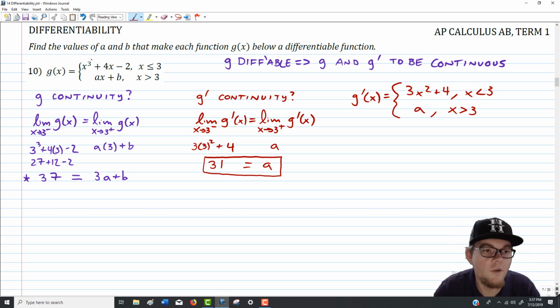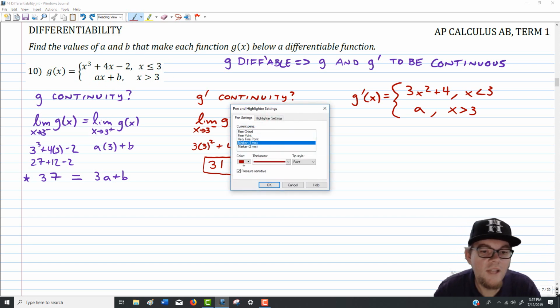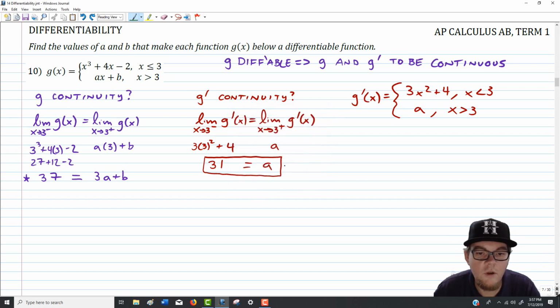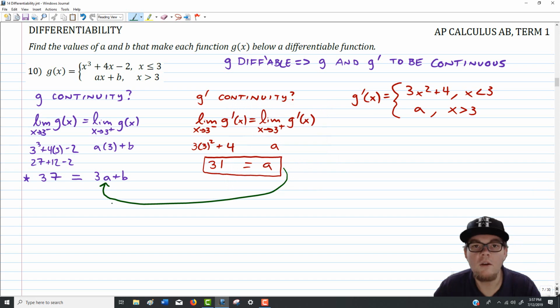And that should make sense, right? If we're attaching a line to some cubic, the slope needs to match at that boundary point. Otherwise, it couldn't possibly be smooth in the way that we want it to. But of course, now that we have a equals 31, here's the joy. We can take that value and plug it into our second equation. In a sense, what we're doing is solving a linear system. It's a pretty easy linear system to solve.